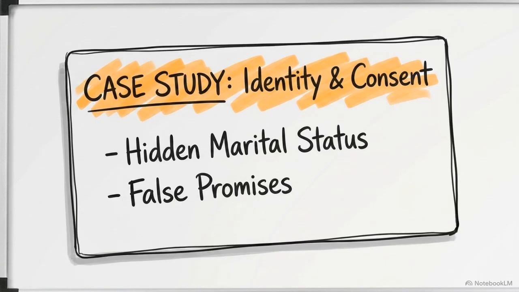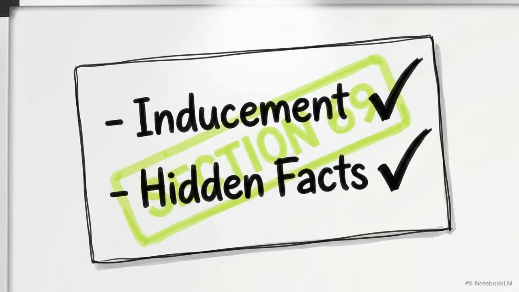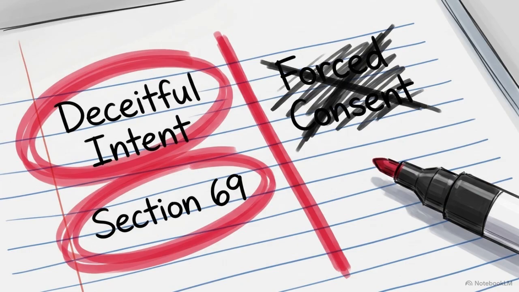Consider a common exam scenario. Ramesh hides his existing marriage to obtain Priya's consent, promising to marry her later, but then refuses. Which section applies? Because the consent was obtained through a false promise and identity suppression, rather than force, the correct charge is Section 69. Differentiating between forced consent and deceitful intent is a requirement for accurately answering situational questions.